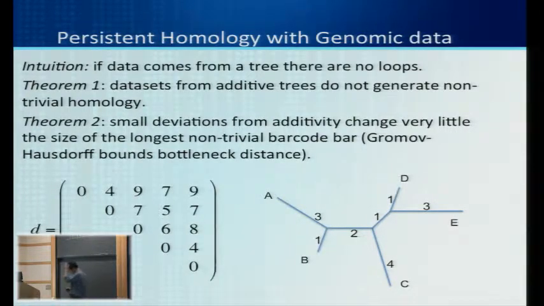Okay. The second thing has to do with stability. If you change things a little bit, say there are small effects like sequencing errors or homoplasies, then the results are not going to change very much. The size of the largest bar that appears there is not going to be very large.